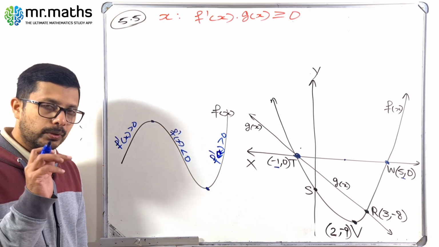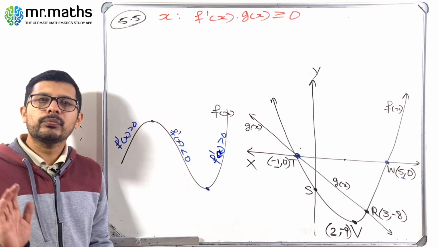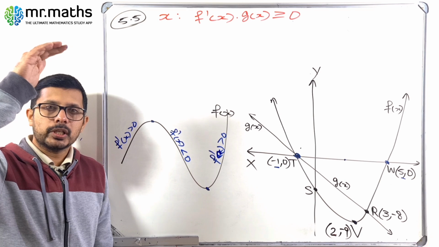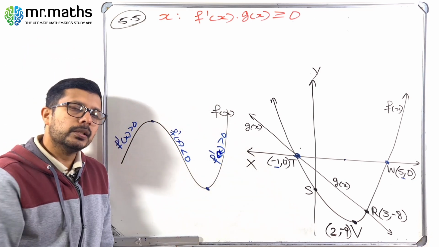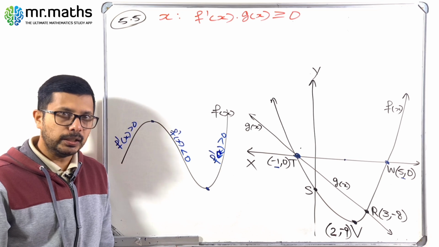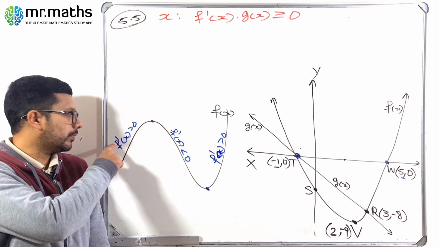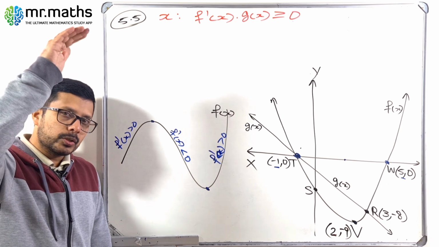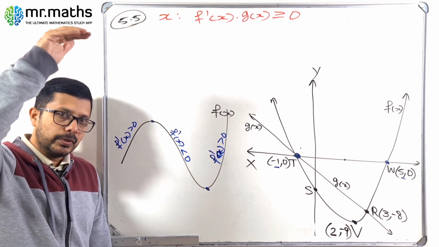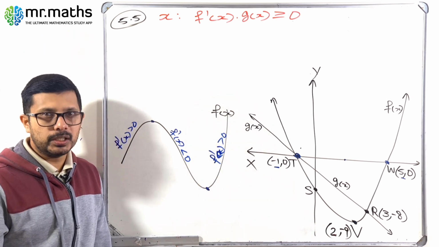Try to understand it like this. When a graph increases, the first derivative is positive, greater than 0. When the graph decreases, the first derivative is less than 0. First derivative means f dash of x. When the graph increases, the first derivative is positive; when the graph decreases, the first derivative is negative.